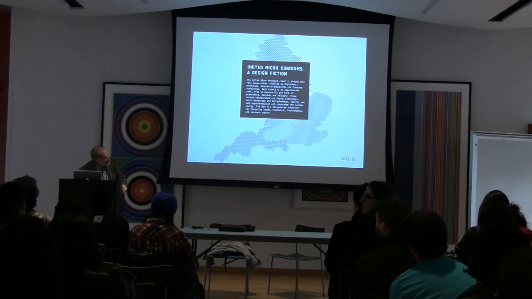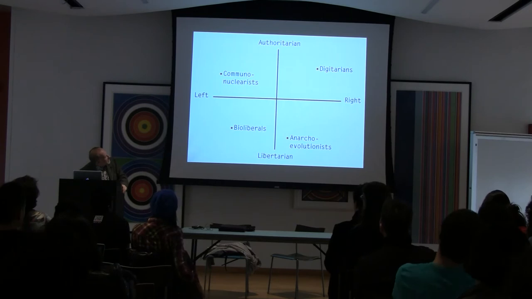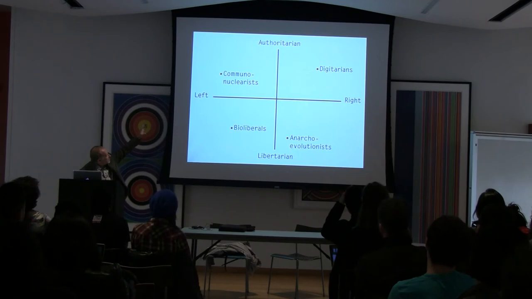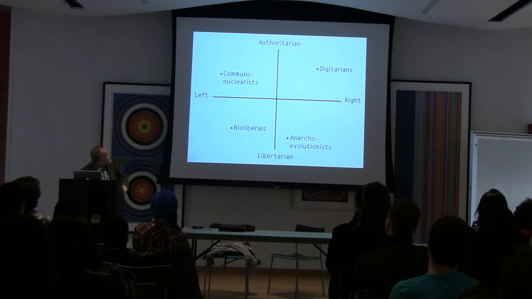It's divided into different regions, and they look at this grid, which spans the whole development of society from left wing to right wing, and from an authoritarian society with a lot of control to libertarian, just people who don't want to be ruled or governed by anybody, like anarchists. And they sketched out four different visions of societies which can exist in this micro-kingdom.